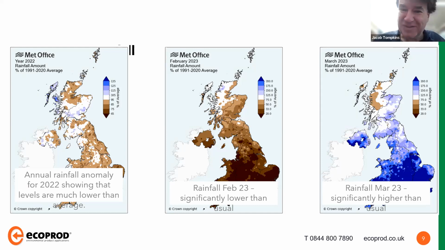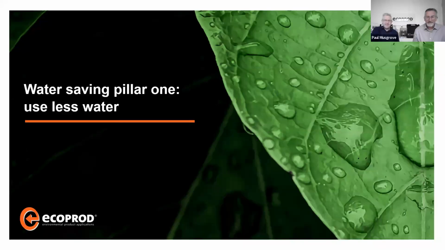Go on to the next slide. Right, this is where I'm going to take over, Jacob. Thank you for that. That puts the position of the water situation in the UK in place. What we do at EcoProd is we break this down, as Rachel referred to at the beginning of the introduction, into 3 pillars. So I'm going to focus on pillar 1 first of all.